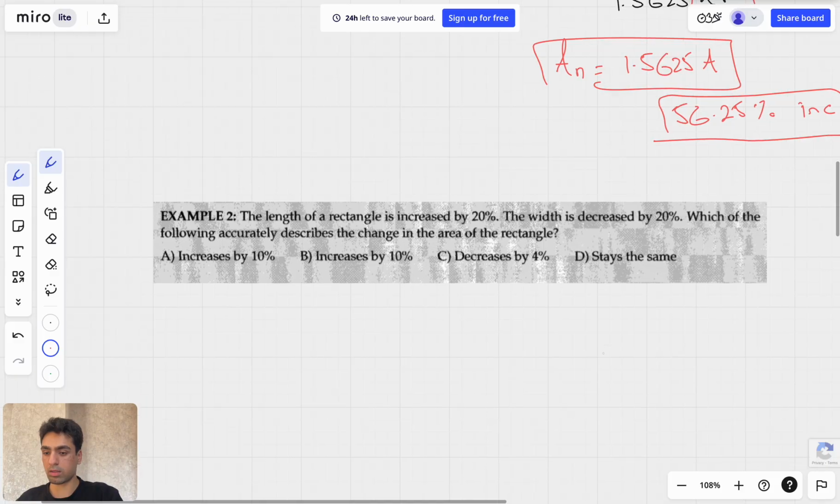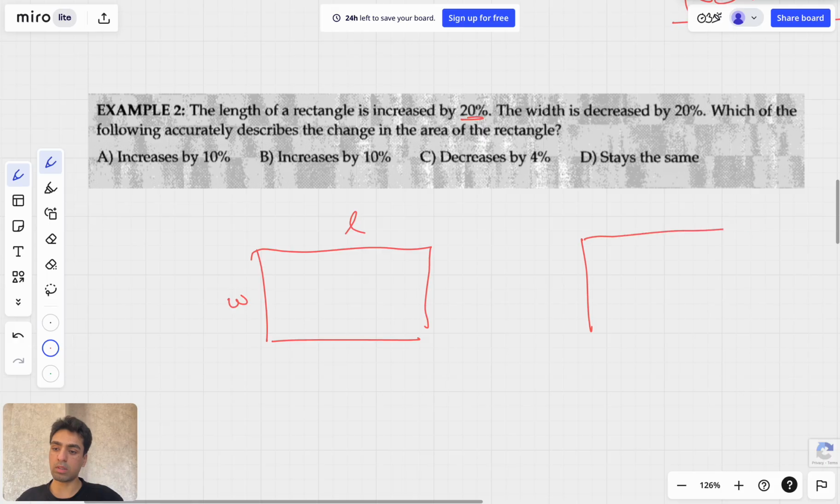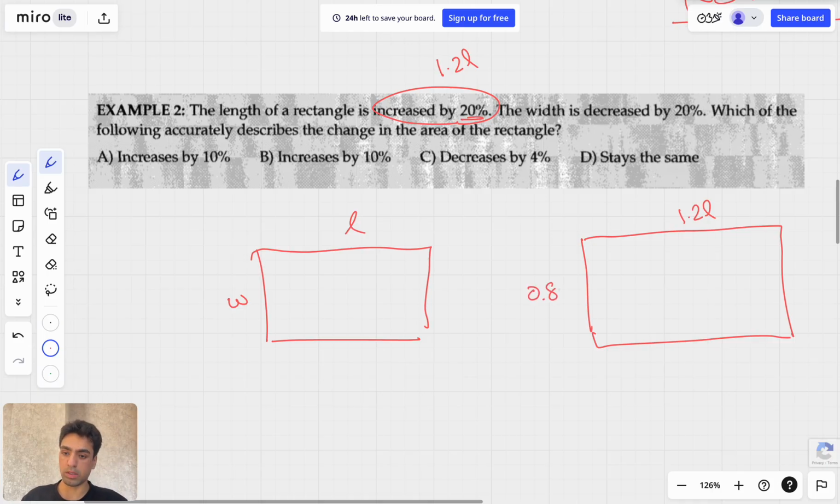Let's look at another example. In this case, we have a rectangle. The length of the rectangle is increased by 20%. Let's say this is the original rectangle, with length and width, and then we have a new rectangle that looks like this. The length is increased by 20%, which means you can write that as 1.2 L. The width is decreased by 20%, which you can write as 0.8 W. Decreased by 20% means you write that as 0.8.